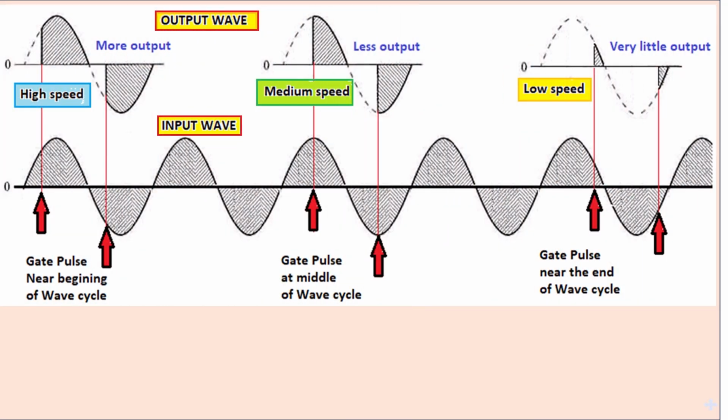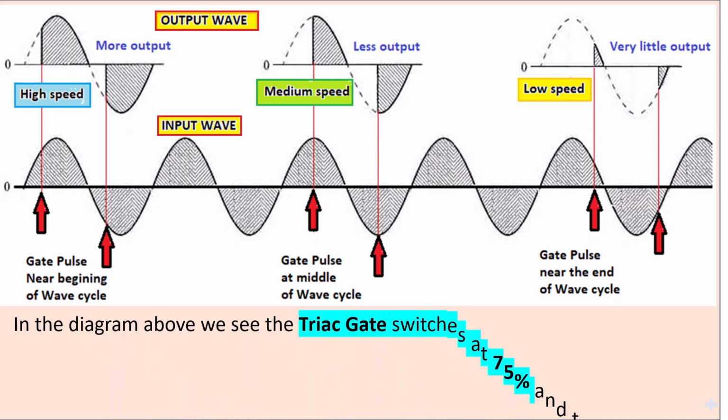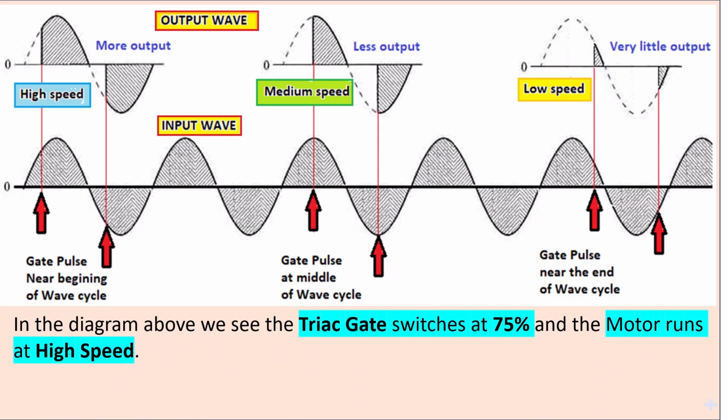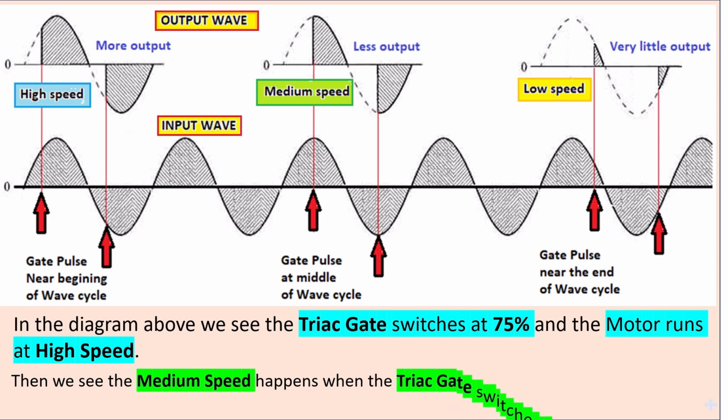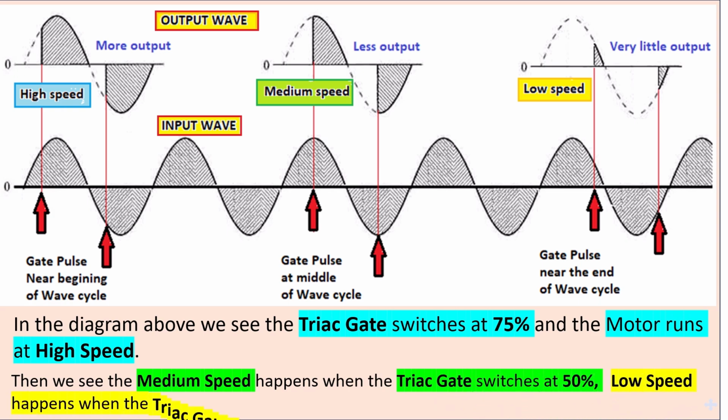Right, here we have a nice diagram showing the blue high speed, the green medium speed, and the yellow low speed. If you look at the bottom pulse, which is the input wave, we pulse with those red arrows. If we pulse, say the first arrow, you can see it's pulsing, and the output wave only starts sending output at about 75%, and the same on the negative wave. So in the diagram above, we see that the triac gate switches at 75% and the motor runs at high speed. When we see the medium green speed, this happens when the triac gate switches at 50%. Low speed happens when the triac switches at 25%.